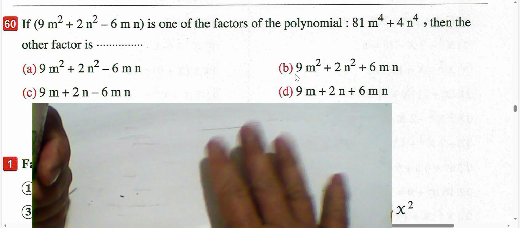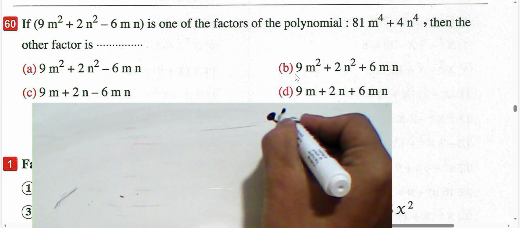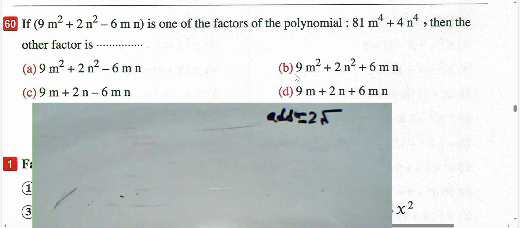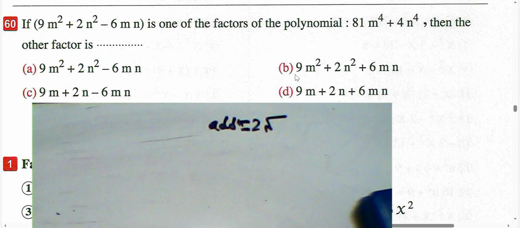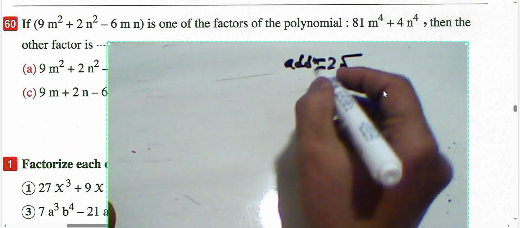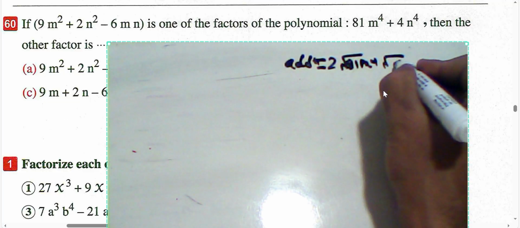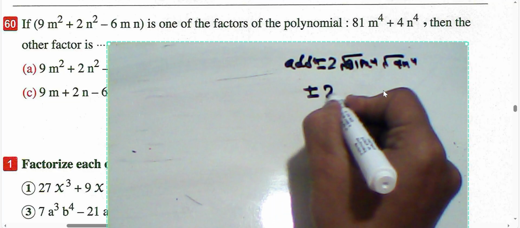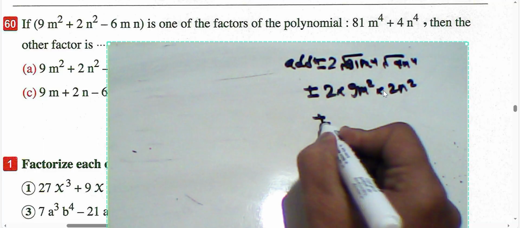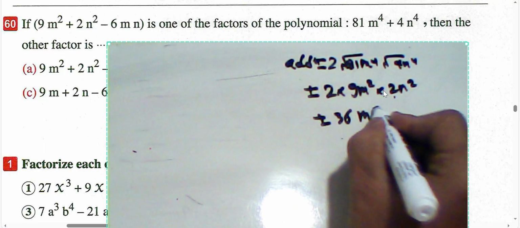So I will solve it again with you. We must add and subtract. In this expression we must add positive or negative 2 times the square root of the first and the square root of the third. Here we have 81n⁴ and the square root of 4m⁴. We must add and subtract 2 times 9n² times the square root of 4m⁴: 2 times 2 times 9, 2 times 2 is 4, 4 times 9 is 36, so 36m²n².